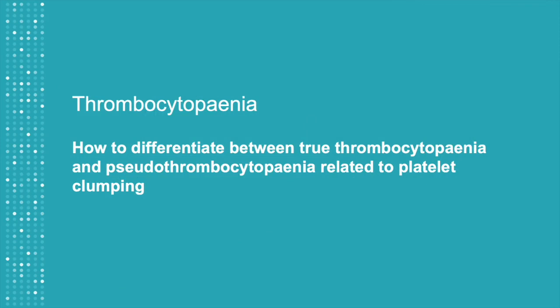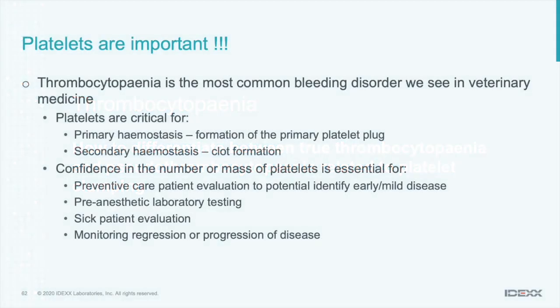By far the most common time we see a low platelet count in a cat, it's associated with pseudothrombocytopenia due to platelet clumping. So it's important for us to be able to distinguish between these two. So let's discuss that now. Why is it important for us to have this discussion?